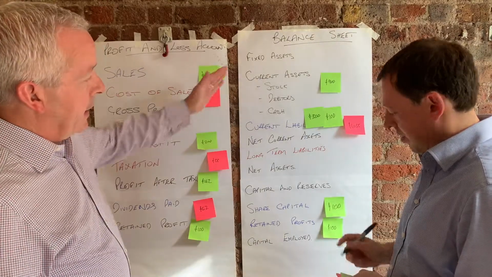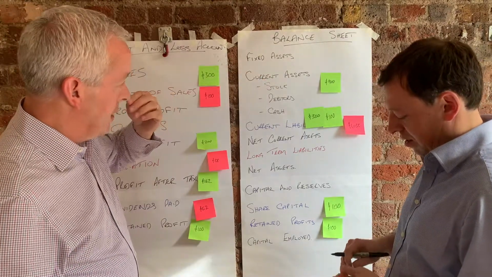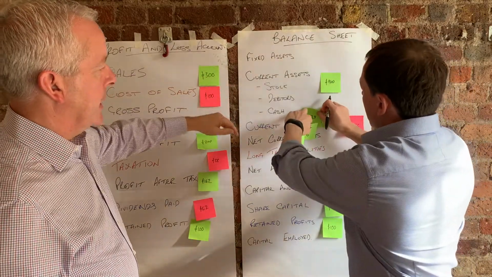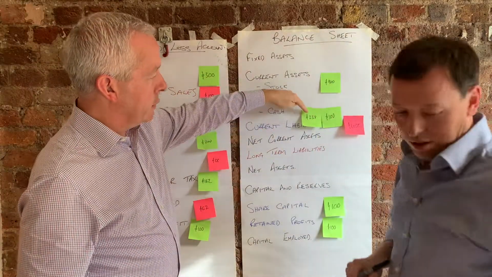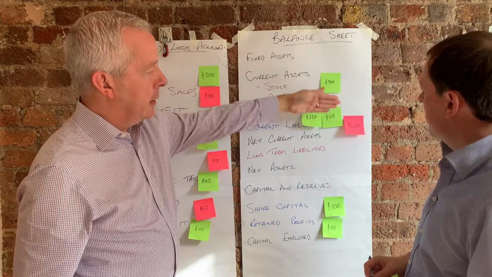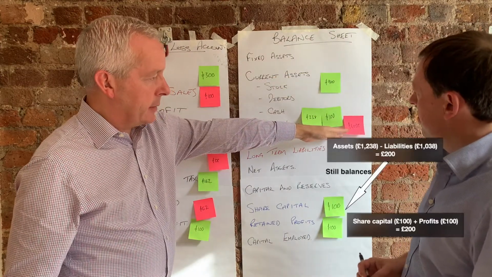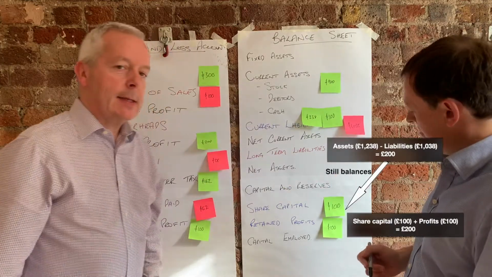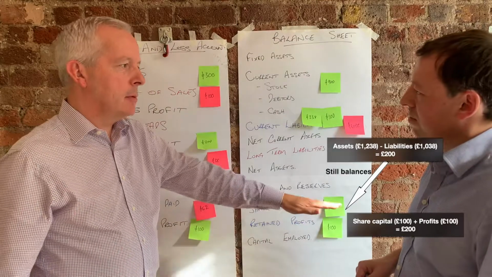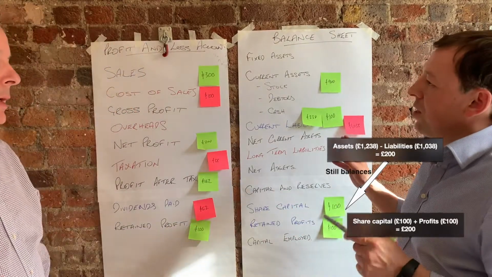So then when we come down, we can see that we've got £238 there plus the other 100, so we've got £338 plus our £900 of stock, less the £1,038 that we owe. We're left with net assets of £200, and that's represented by the share capital and then the profits that we've retained in the business.